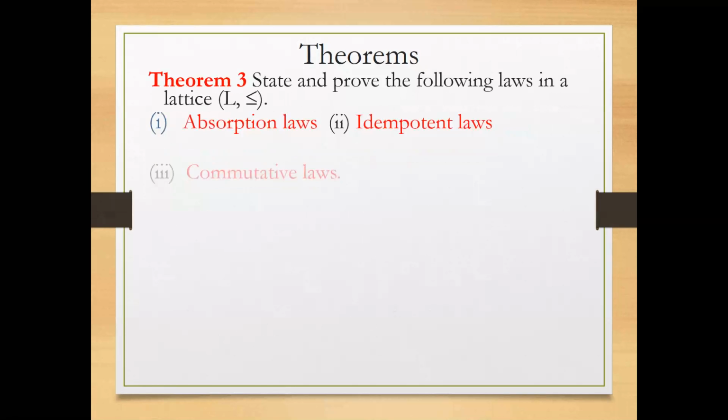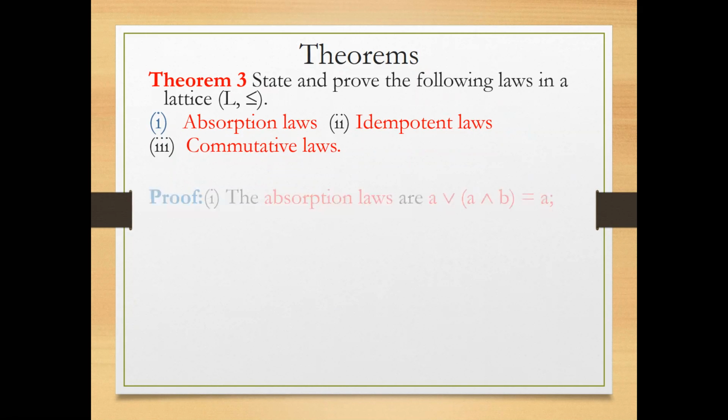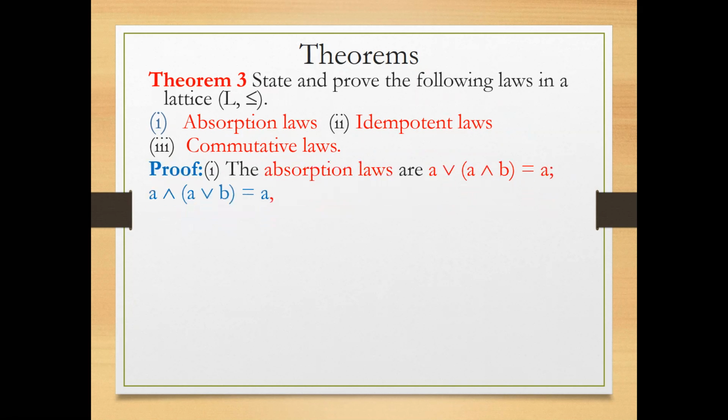And in theorem number 3, we have proved three laws: the absorption laws, the idempotent laws, and the commutative law. The absorption law states these two things: A join (A meet B) equals A, and A meet (A join B) equals A. Means the outside symbol is join and inside is meet, and the element that is outside is repeated inside, then the answer will be the repeating element. And the same here: if outside you have meet and inside join, the answer will be the repeating element. This is the absorption law.